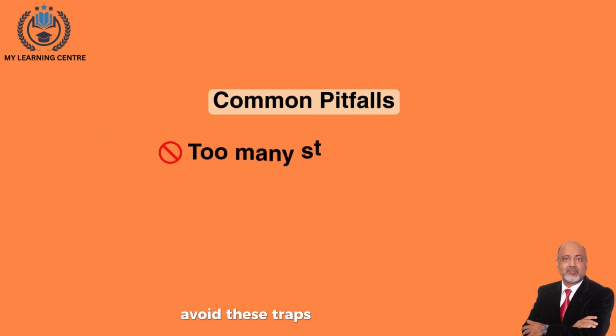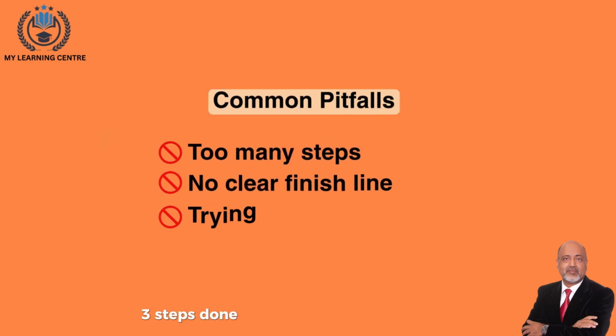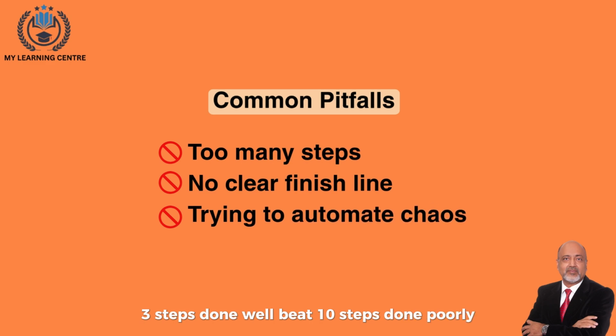Avoid these traps. Don't overbuild. 3 steps done well beat 10 steps done poorly. Always know what done looks like: an email sent, a report filed, a note saved. Never automate chaos. Clean up the process first, then connect it. Agents amplify clarity, not confusion.